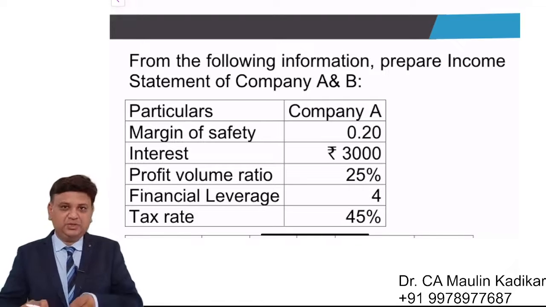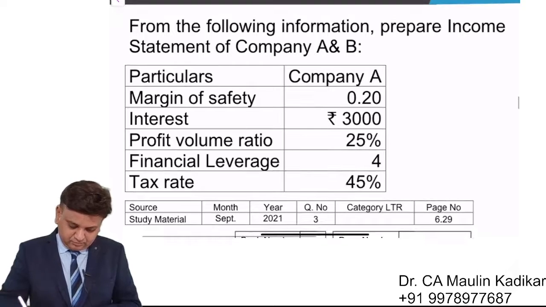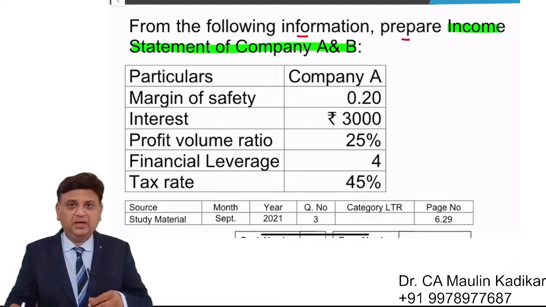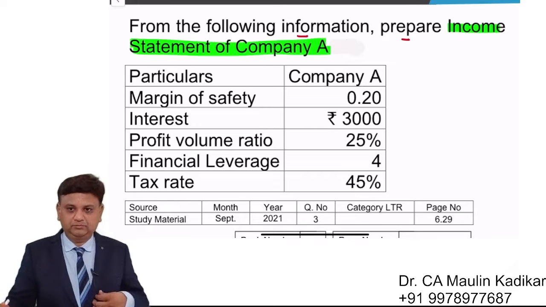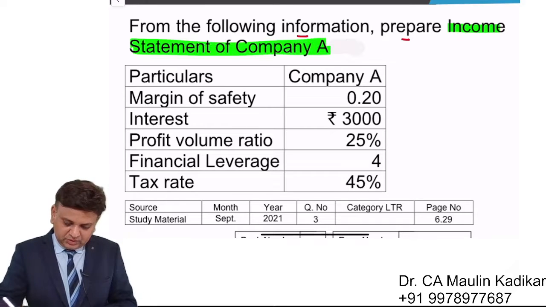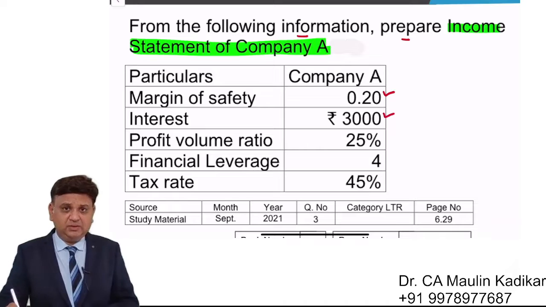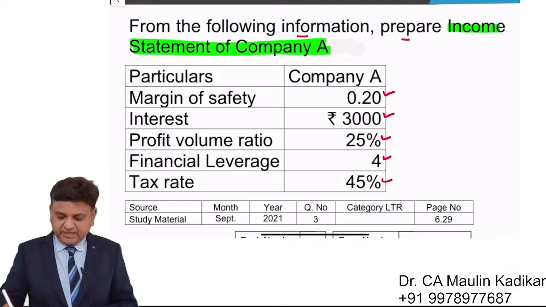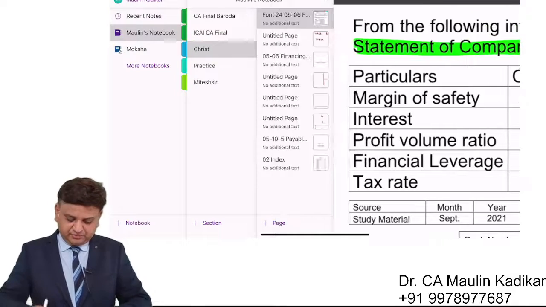Let us see our next question. From the following information, prepare the income statement of company A. Information is provided about margin of safety, which is 20%, amount of interest is 3000, profit volume ratio is 25%, DFL is 4, and income tax rate is 45%.